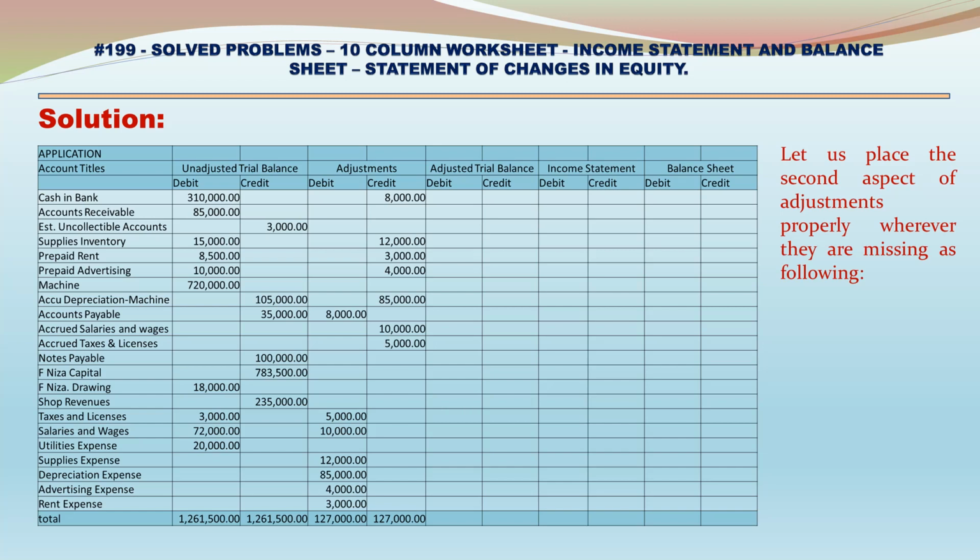The second adjustment, taxes and licenses 5,000 debit. So accrued tax and licenses 5,000 is already there. So salaries and wages 10,000 debit. That means the expense is increased. That means there is outstanding salaries and wages. So accrued salaries and wages 10,000. Supplies expense 12,000. So supplies inventory is credited with 12,000. This is an expense, as supplies were used during the year.